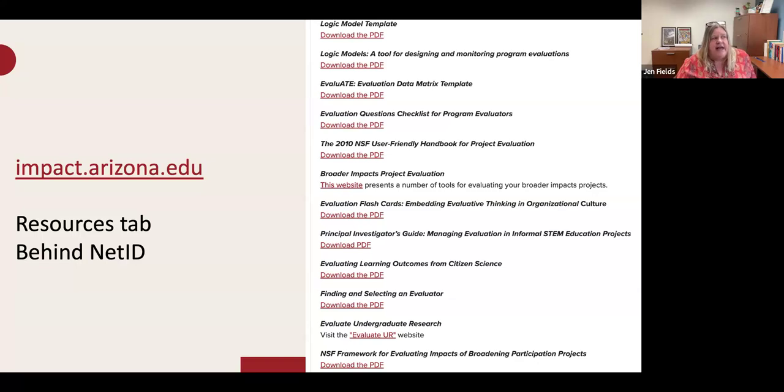And the evaluation flashcards, that's about the middle of the list, is also a very simple way, if you're new to evaluation, to think through creating your evaluation plan. So there's lots and lots of resources on our website. So please visit it. And again, if you're not U of A, you don't have a NetID, just reach out to our email and we're happy to share with you.